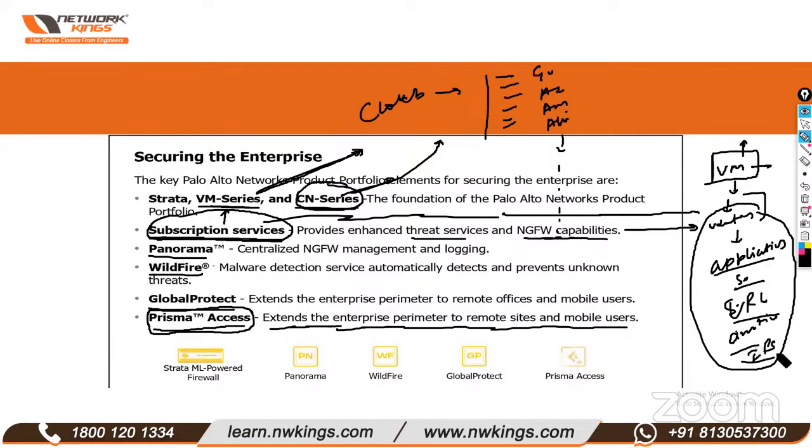Once you get this, you will be able to update your signatures basically. Okay. Now, they have a Panorama. What exactly is the Panorama? Panorama is to manage this VM or CN or maybe your appliances, right? With the help of Panorama, we will be able to manage these devices.